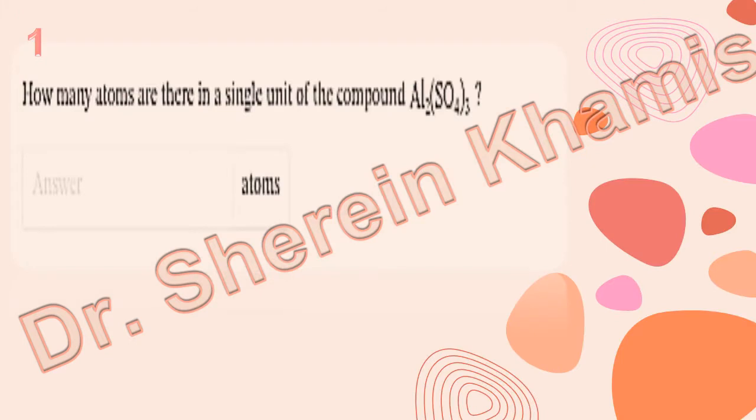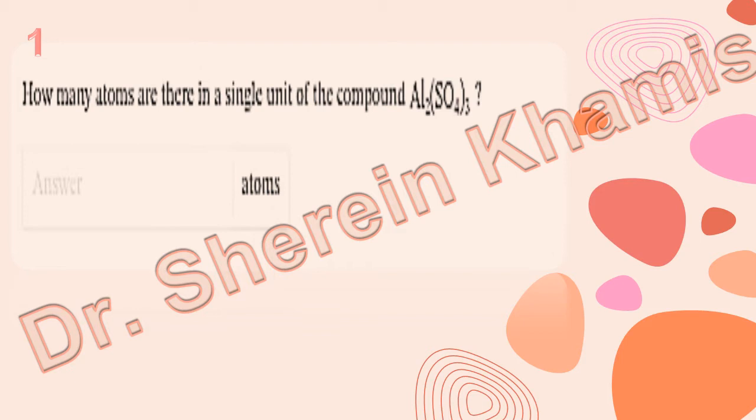Question number one says: how many atoms are there in a single unit of the compound? We have a very big chemical compound, Al2(SO4)3. We call it aluminium sulfate. We want to get the number of atoms. We have aluminium here in the compound, sulfur, and oxygen.